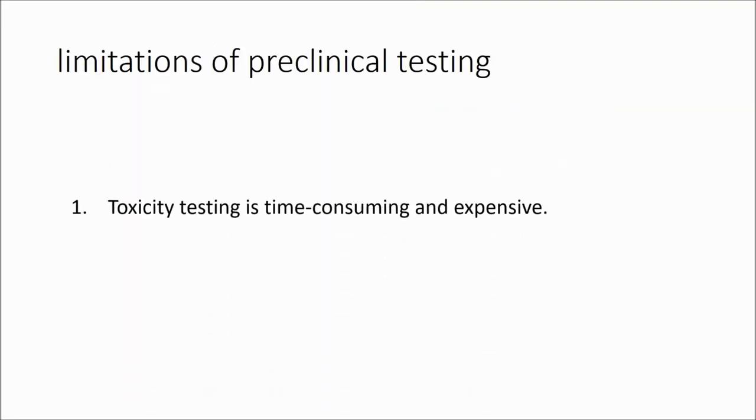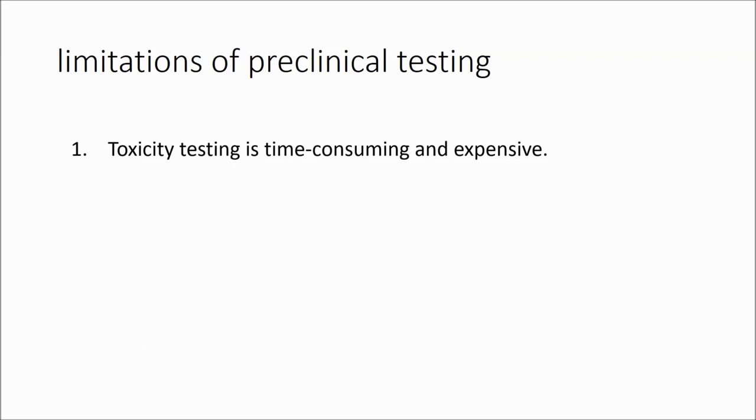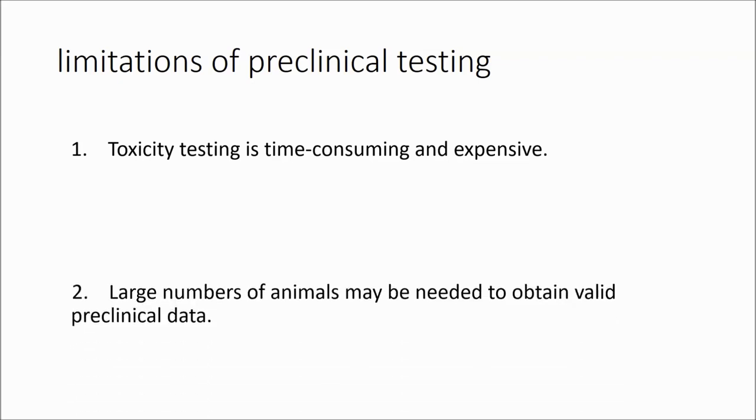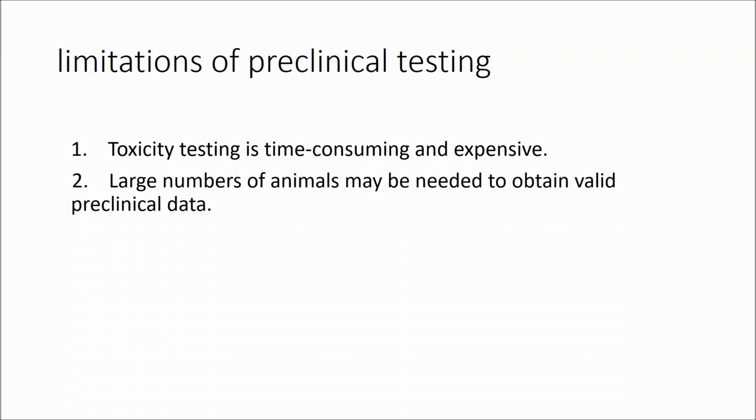Limitations of preclinical testing. Toxicity testing is time-consuming and expensive. 2 to 6 years may be required to collect and analyze data on toxicity and estimates of therapeutic index before the drug can be considered ready for testing in humans. Large numbers of animals may be needed to obtain valid preclinical data. Scientists are properly concerned about this situation, and progress has been made toward reducing the number required while still obtaining valid data. Cell and tissue cultures in vitro methods are increasingly being used, but their predictive value is severely limited.